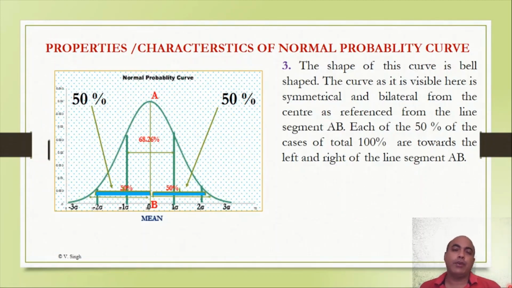The third property of the normal probability curve is that the shape of this curve is bell shaped. The curve, as visible here, is symmetrical and bilateral about the center, with reference to the line segment AB. We can see that it is a bell-shaped curve. And 50% of the cases, out of the entire 100%, lie to the right of the mean, or to the right of the line segment AB, and similarly the remaining 50% of the cases lie to the left of this line segment AB.